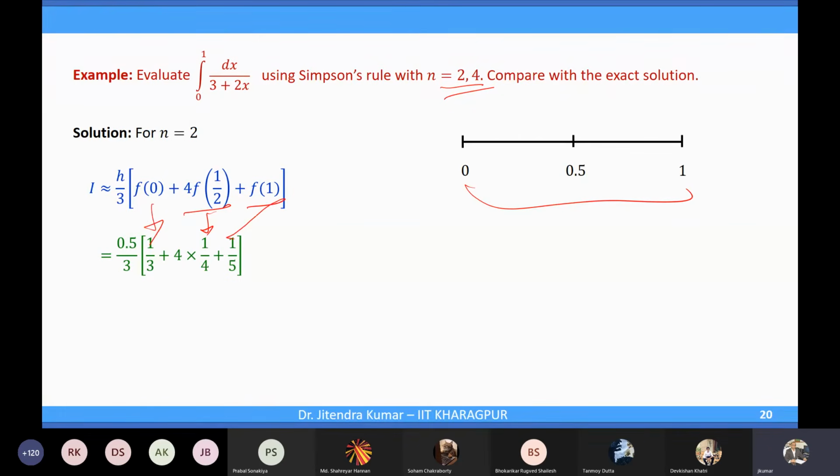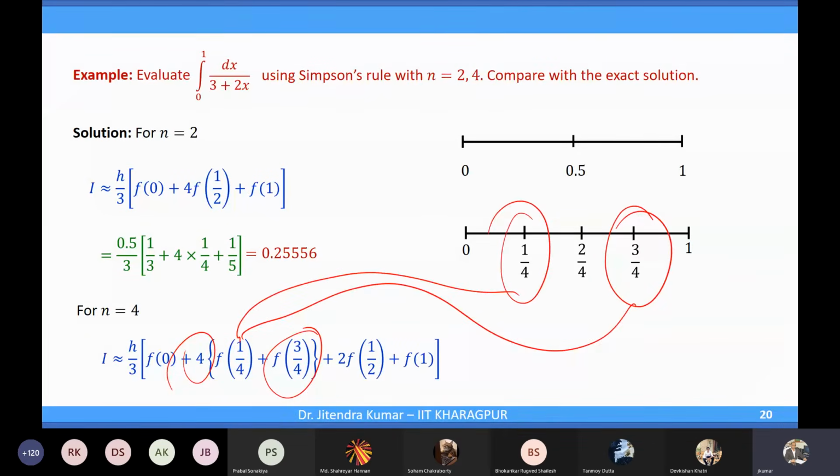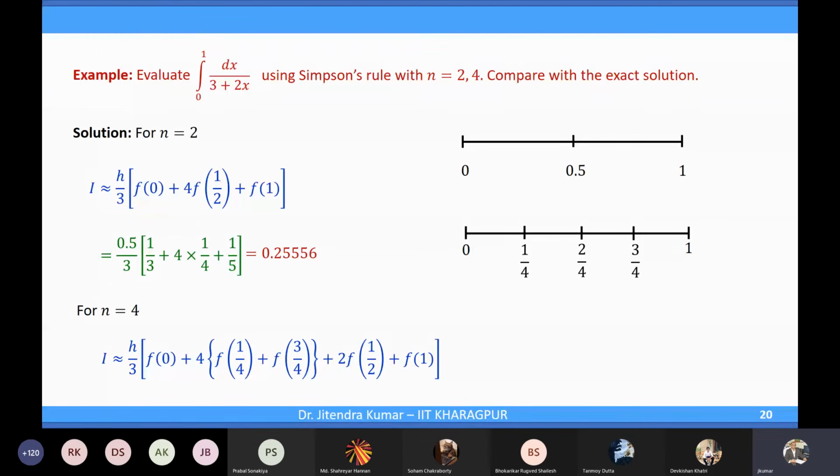For n equal to 4, you again apply here the 4 times this one and this point. Yeah, this will be with the 4 times, and the 2 times, sorry, here the 2 times will be this half. So see which one alternates. Yeah, so you start with this one which is 4 times, then this will also be 4 times, and then these will be 2 times. So it's 0.25542, and the exact value was 0.2554. So you see it's almost matching now with your exact value of the integral.